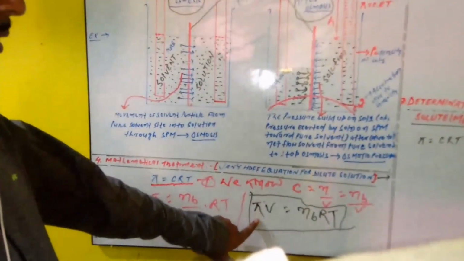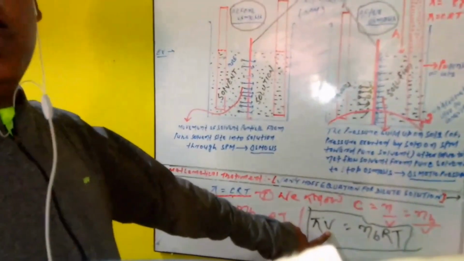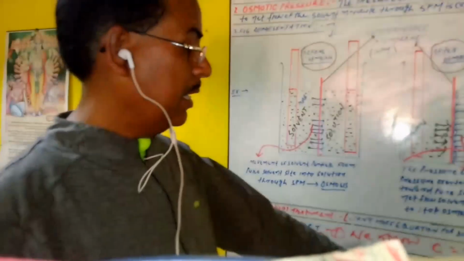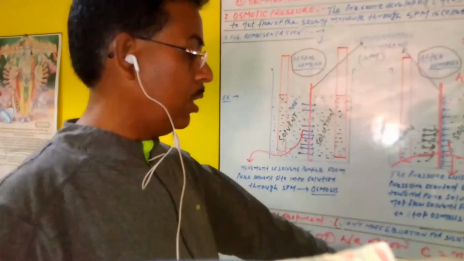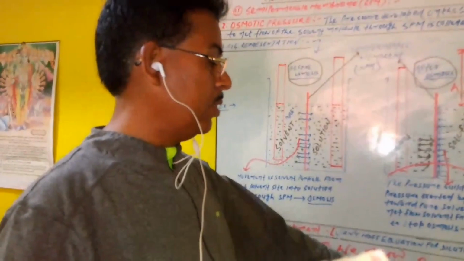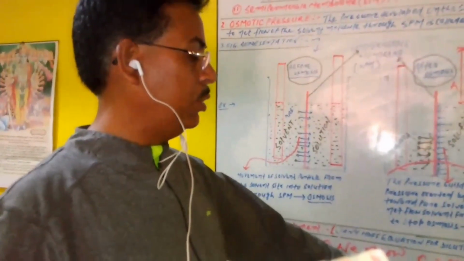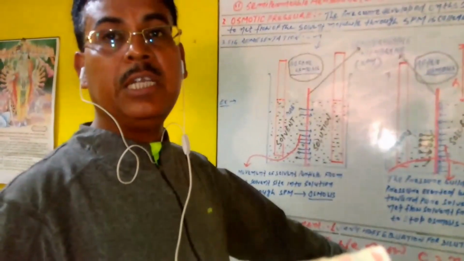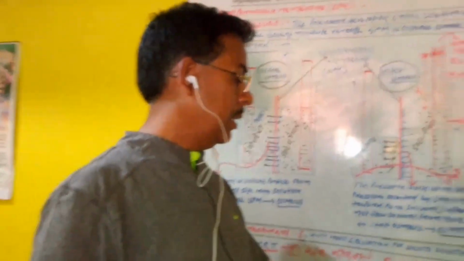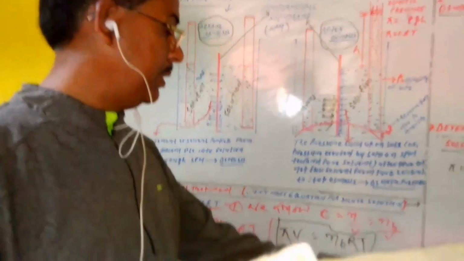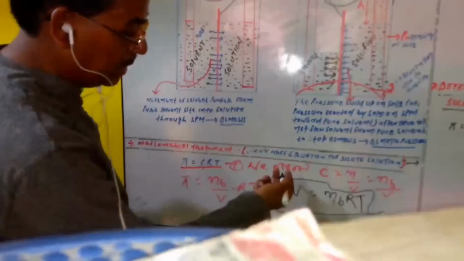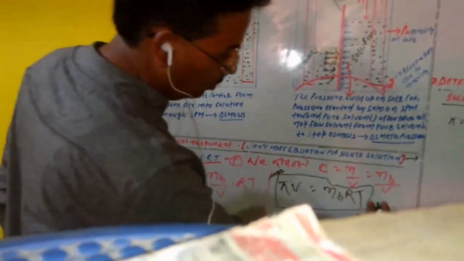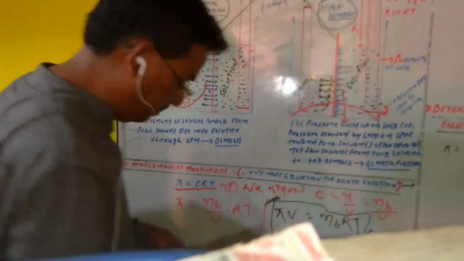Pi is the osmotic pressure, V is the volume, always taken in liters. nB is the number of moles of the solute, R is the universal gas constant, here taken as 0.0821 liter atm per mole per Kelvin, and T is the temperature, always in Kelvin. So these are the mathematical treatment of osmotic pressure.